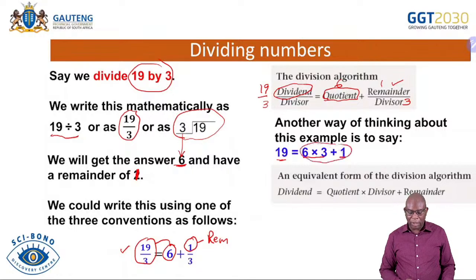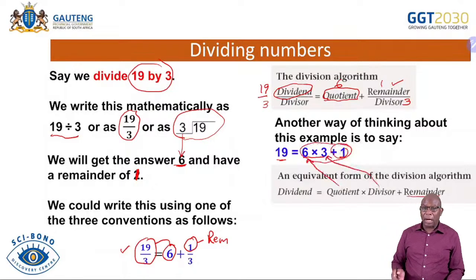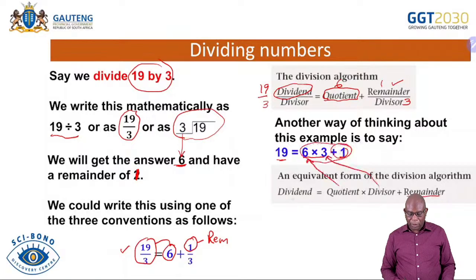So in other words, how can I write that? It will be my quotient multiplied by my divisor and then plus the remainder. Can you see that? That is how we're going to write it. We're going to say our dividend equals the quotient multiplied by the divisor plus the remainder, and that will give us what we started with. Okay, and that's how we divide numbers.